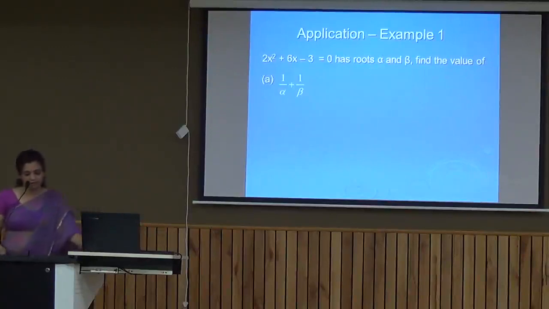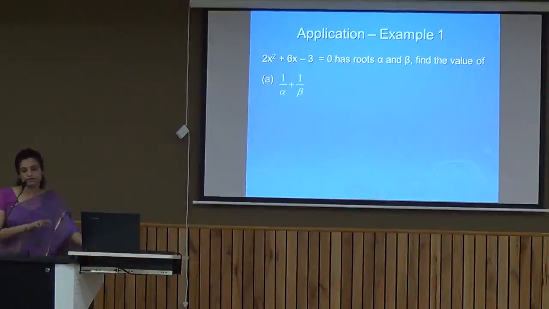Application example 1. 2x square plus 6x minus 3 equal to 0. First check. Is it in standard form? Yes. Is it simplified form? Yes. Can we cancel something? No. Then let's move forward. It has roots alpha and beta. Find the value of 1 upon alpha plus 1 upon beta.